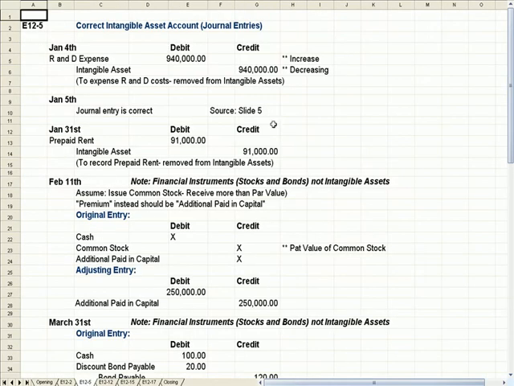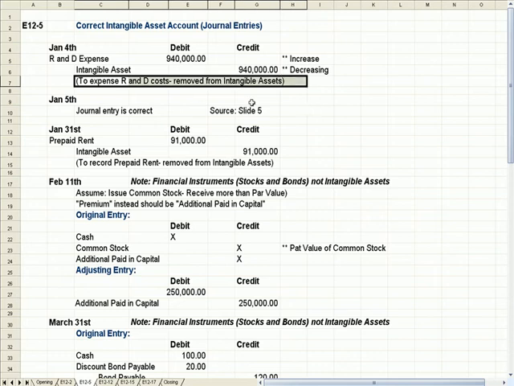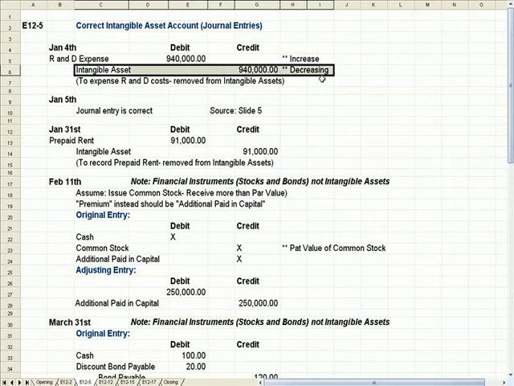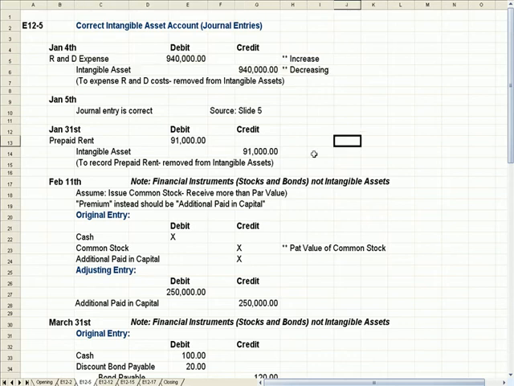Let's go to 12-5 on the tab. Well, R&D expenses should be removed from intangibles. We should debit expense R&D and credit to reduce intangibles.